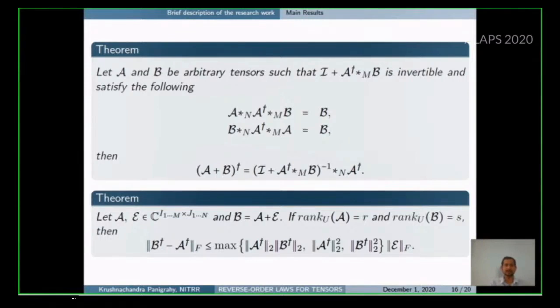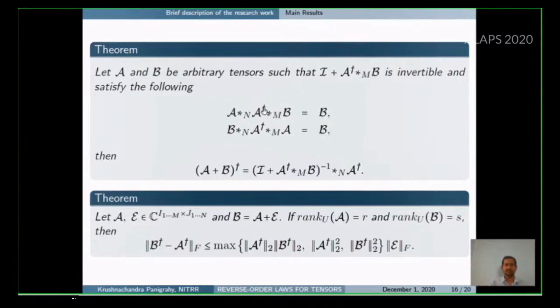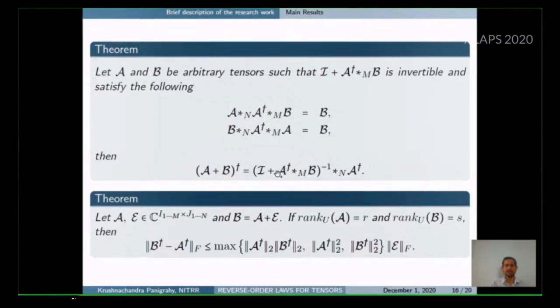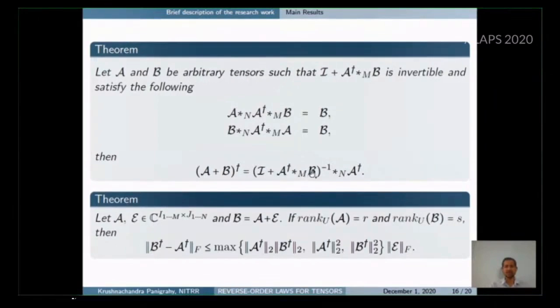And here we find that if the tensors A and B satisfy that the identity tensor plus A dagger star B is invertible, and A star A dagger is absorbed by B on pre-multiplication and on post-multiplication, in that case, the Moore-Penrose inverse of A plus B is exactly equal to the inverse of the identity tensor plus A Moore-Penrose inverse star B, star A Moore-Penrose inverse.